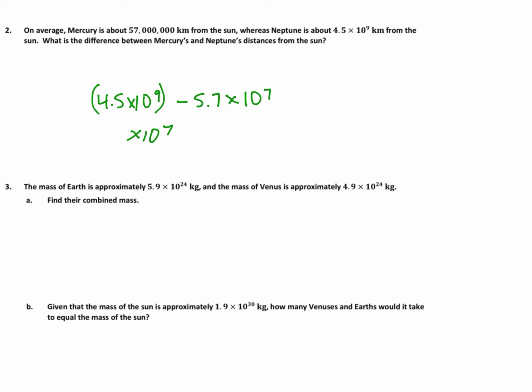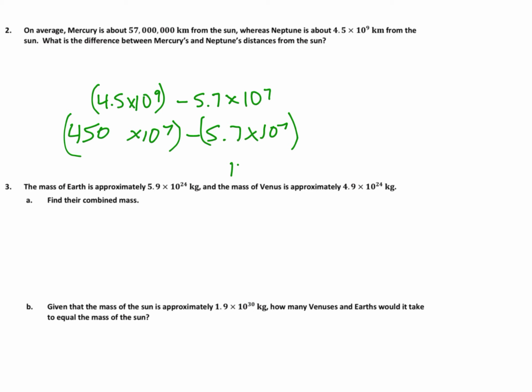I've decreased my exponent by 2, which means I have to move 2 less spaces. So I've already got 2 spaces there. Then I need to subtract 5.7 times 10 to the 7th. Remember, when we subtract, we leave the exponent, so it's going to come out to something times 10 to the 7th. And we subtract the numbers out front.